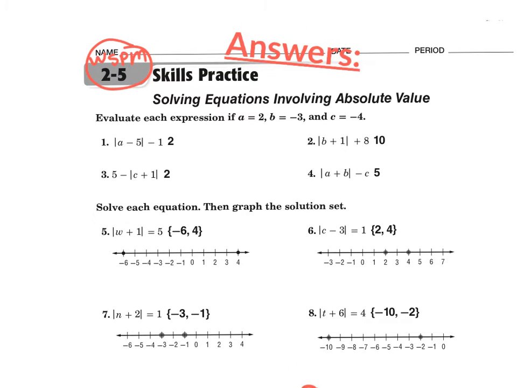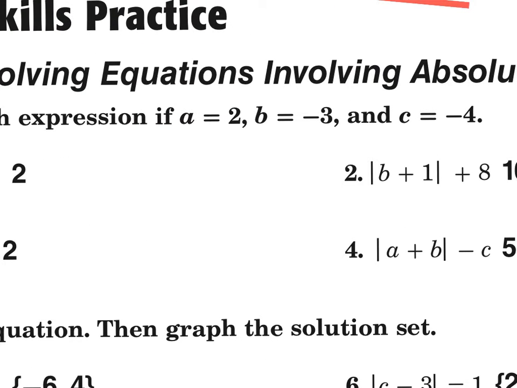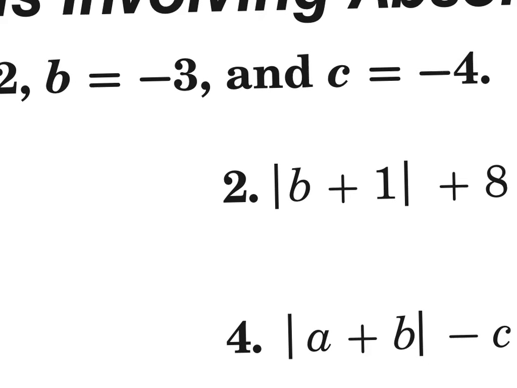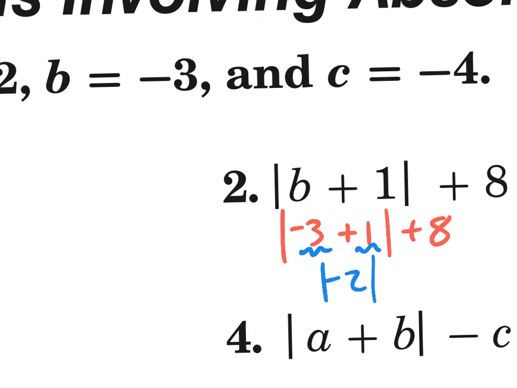All you do is plug it in. So they're going to tell you on the first part, by the way, this is the answer page, but they're going to tell you A is 2, B is negative 3, C is negative 4. So if you look at, like let's say number 2 right here, and we plug in the B value of negative 3, that's a negative 3 right in there, plus 1, and it's in absolute values, then plus 8, and you just do the math. All right, negative 3 plus 1, that is negative 2, but it's still in absolute values. And we already know that the absolute value of negative 2 is what? 2, and then plus 8, the answer is 10.